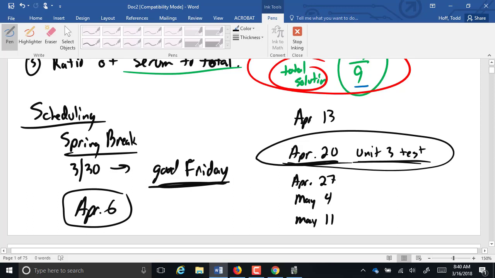In order to get through the material, because May 11th is technically our last, or May 17th is the last day of class, which is a Thursday, which means you lose that Friday as well. So we only get 14 Fridays this semester.